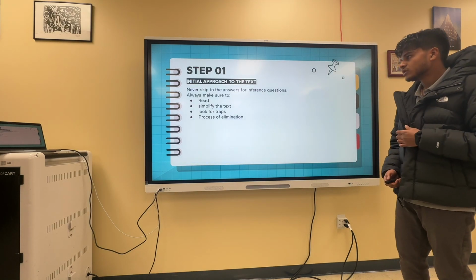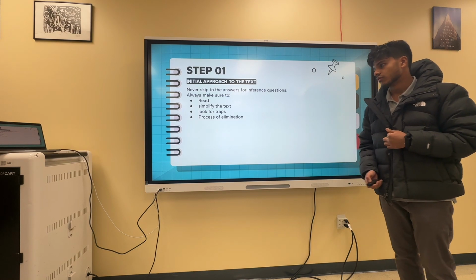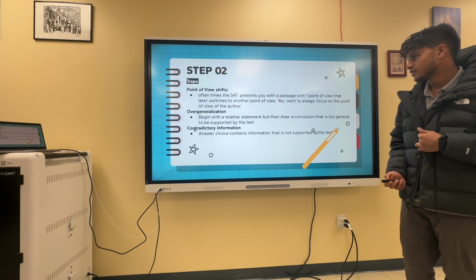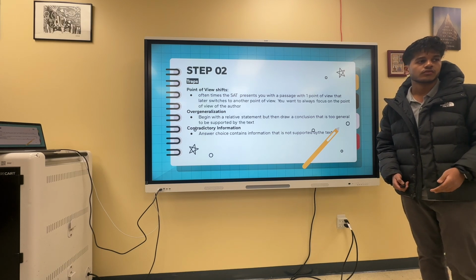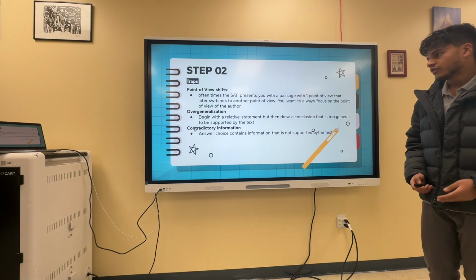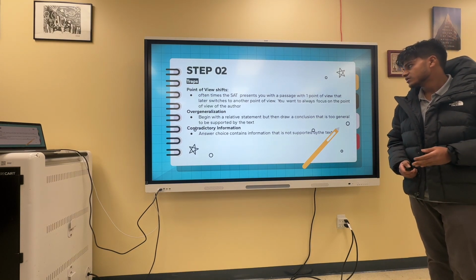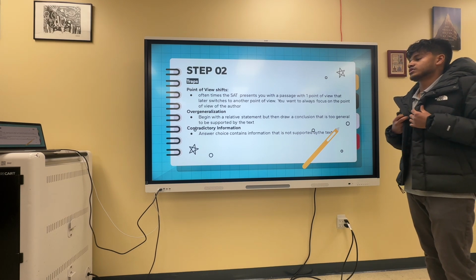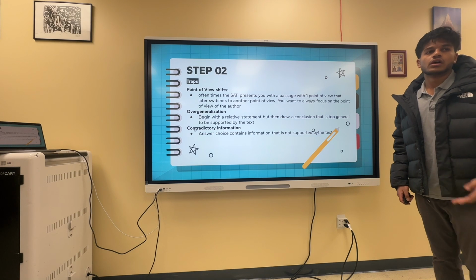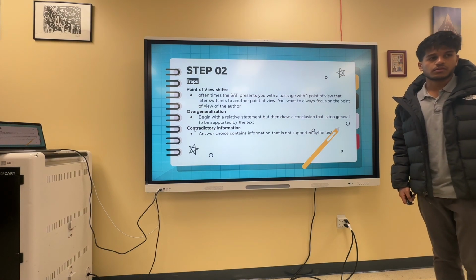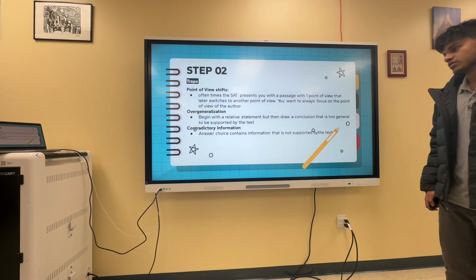So this is just going over what we did. Traps and confusion: oftentimes the SAT presents you with a passage with one point of view that later switches to another point of view. You always want to focus on the point of view of the author, and that's one of the trickiest parts of doing inference questions.